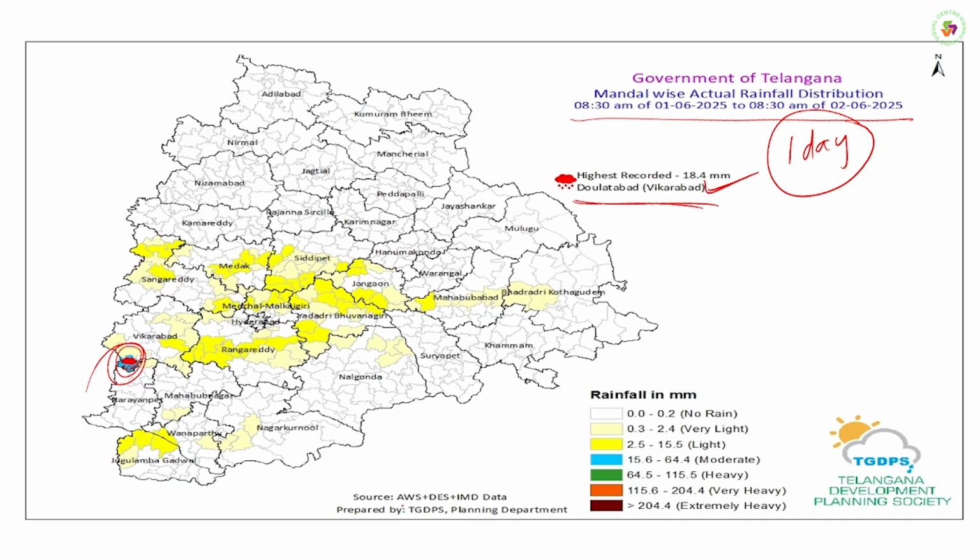How did you get this? From automatic weather stations, digital elevation models, and Indian Meteorological Department data. The first is the measurement by automatic weather stations. The second is from satellite data analysis, taking satellite maps. Then there is IMD, the Indian Meteorological Department. Based on these 3 data sources, the Telangana Development Planning Society has compiled all this, and the data is available on the website on a daily basis.